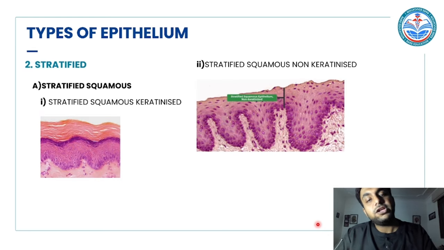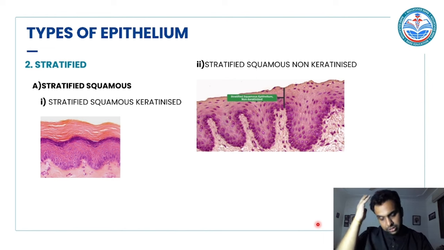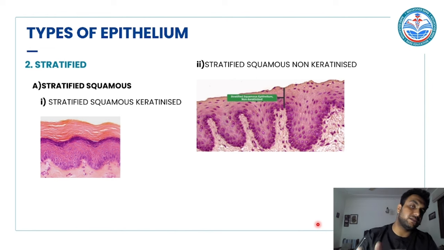Now, for stratified, you have to understand that there are two types. It can be keratinized or it can be non-keratinized. So what is keratin? Keratin is not what you get done in your hair in the spa. No, that is a different thing. Keratin is basically the layers of dead cells. Dead. Keratin is dead. So whenever I do like this and something falls on my laptop screen or on my table, those are dead cells.